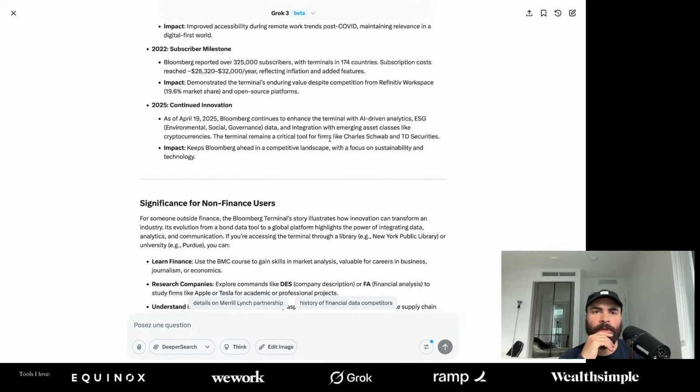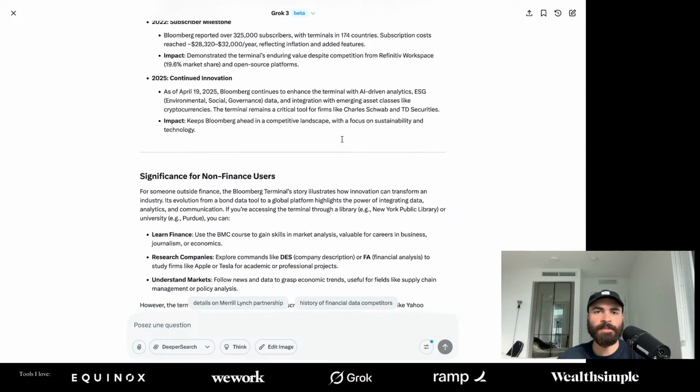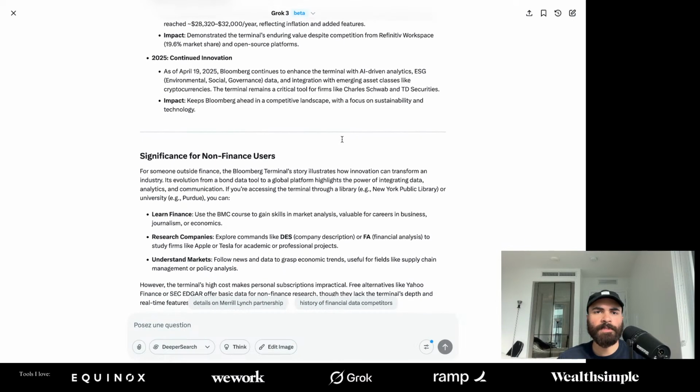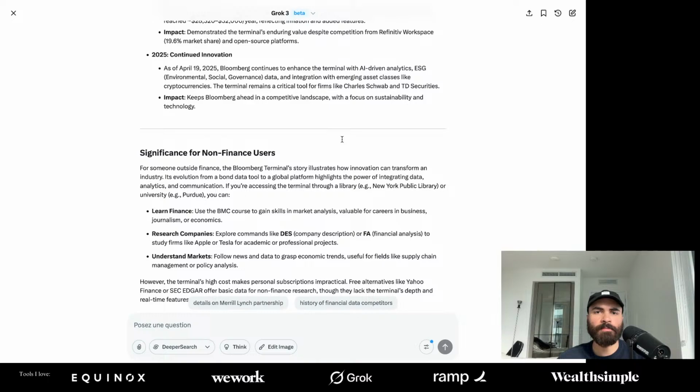Subscriber milestone. 174 country subscription cost reached 28 to 32,000, reflecting inflation and added features. Demonstrated the terminal's enduring value despite competition from Workspace and open source platforms. Continued innovation. Bloomberg continues to enhance the terminal with AI-driven analytics, ESG data, and integration with emerging asset classes like cryptocurrencies.